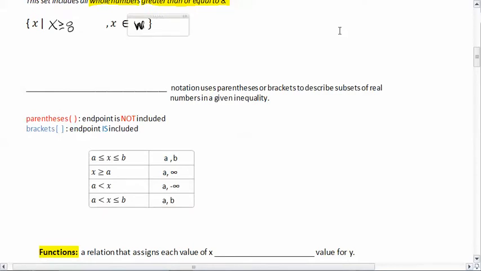Next we're talking about interval notation. Interval notation is a notation using parentheses or brackets to describe subsets of real numbers in a given inequality. So when we have parentheses, that means the endpoint is not included. If we have brackets, that means the endpoint is included. So let's look at some examples below.